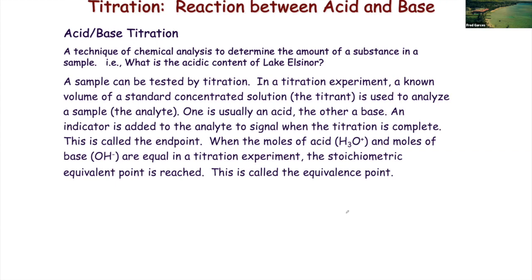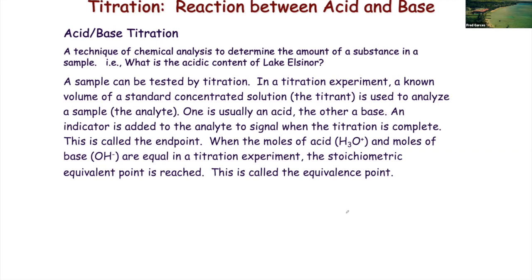And the solution's completely neutral at the equivalence point. That's because the hydrogen ion concentration and the hydroxide ion concentration are equal. When that happens, it's called the equivalence point. When you do an experiment and you stop the experiment, it's called the end point. You do the experiment so that the end point matches the equivalence point. But the equivalence point is the terminology we use in chemistry to indicate that the moles of the acid equals the moles of the base.